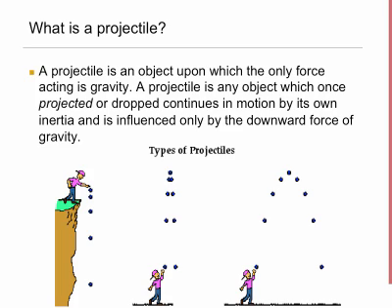Okay, some projectiles that students come up with are, you got a ball. That's one that we've used in class. You let a ball go and drop it. That's a projectile. An apple falling from a tree is a projectile.